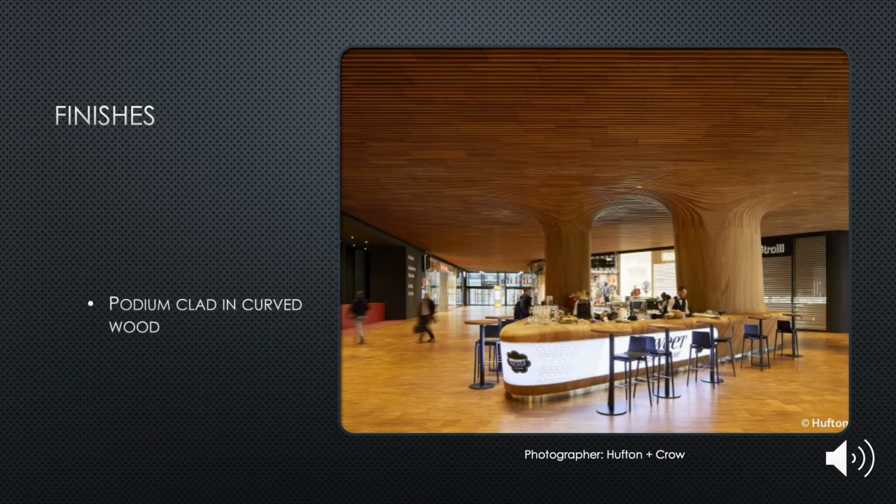Finishes of the building. The main finishes to be noted are the curved wood, which is actually in the podium, which is sort of the atrium to the tower. The atrium holds the shopping district adjoining the lower levels of the tower. The internal wood finishes curve and match the external curve of the building, which integrates the shopping district and the main tower.